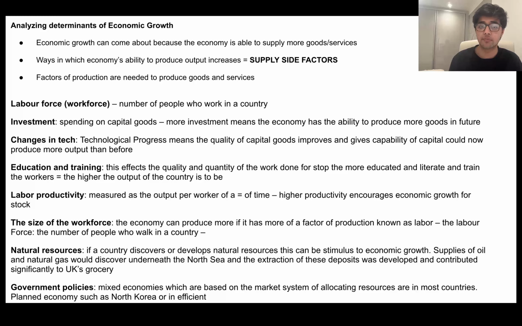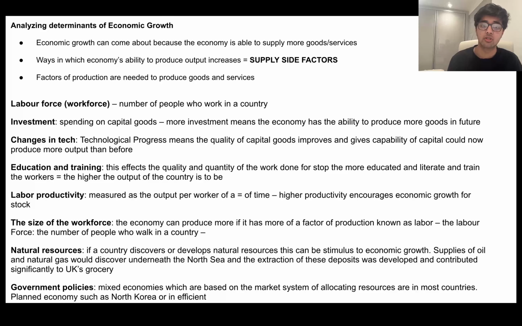Labour productivity is measured as the output per worker over time. Higher productivity encourages economic growth, which means more stock can be produced. The size of the workforce. The economy can produce more if it has more of a factor of production known as labour, seen in the very first point. The labour force is the number of people who work in a country.